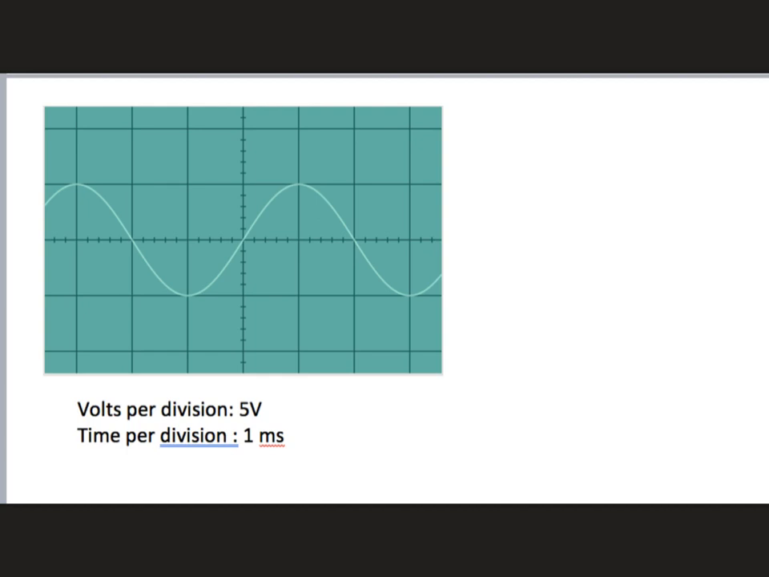Now, there are other things that you can do with oscilloscopes. Modern oscilloscopes have a lot of different functions, but at their heart, these are the three main measurements that you make with an oscilloscope. The first one is amplitude. The second one is time, and the third one is frequency. And we're going to look at each of those three measurements in turn.